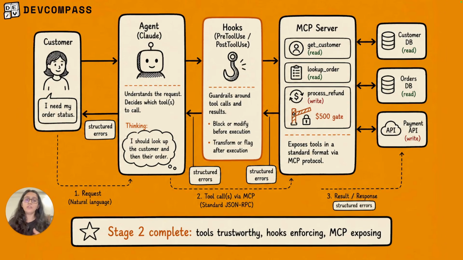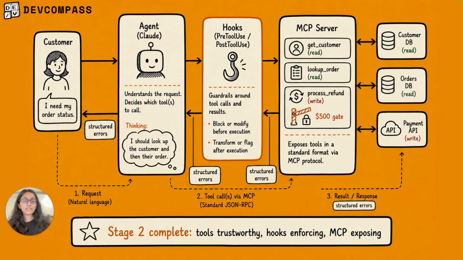The tool definitions have moved out of the agent code and into an MCP server box connected by the protocol arrow. The return arrow now carries a label, structured errors, because that's what comes back when things go wrong, and process refund has joined the tool set in the MCP server with the $500 gate annotation showing that the escalation hook is active.